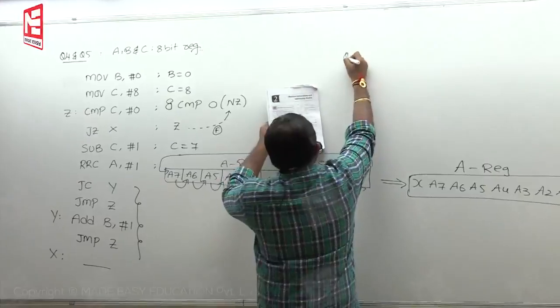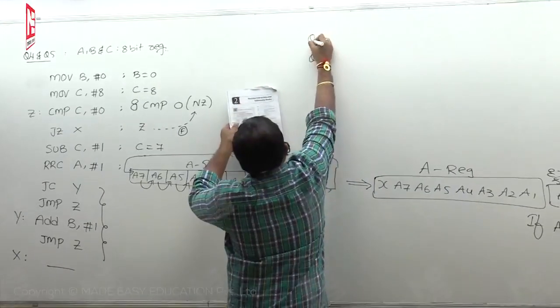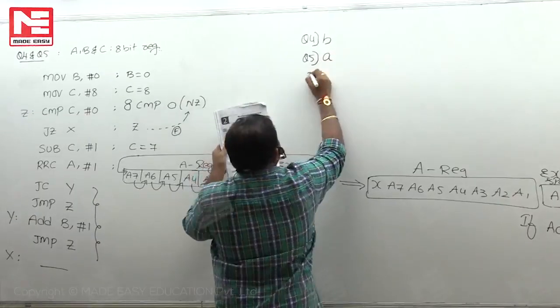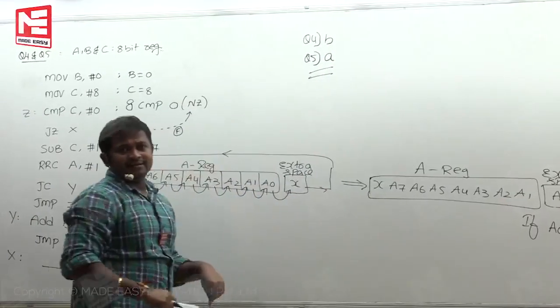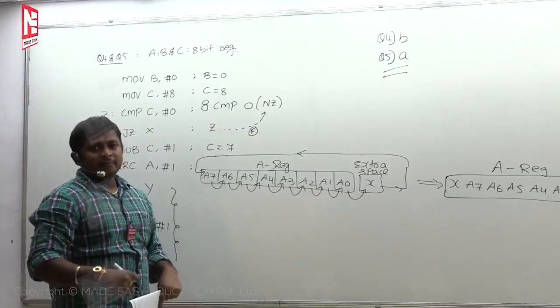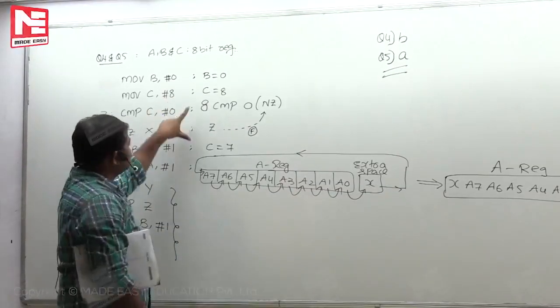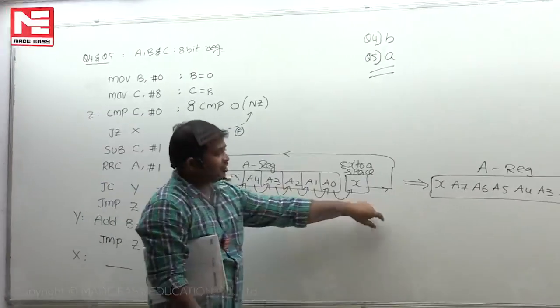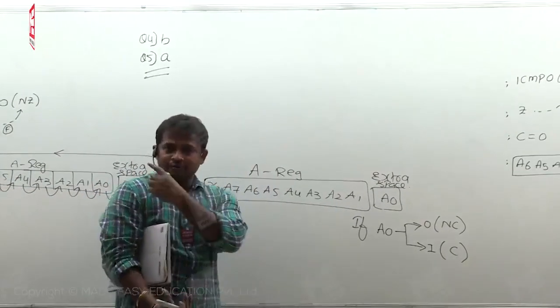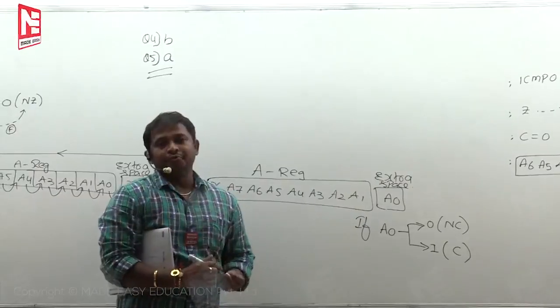So question number 4, answer is B. Question number 5, answer is A. Okay? This is the analysis. I explained clearly. You know? Your responsibility is to re-execute the program with this knowledge. Re-execute, re-analyze. Then you can understand the working nature of assembly language code.